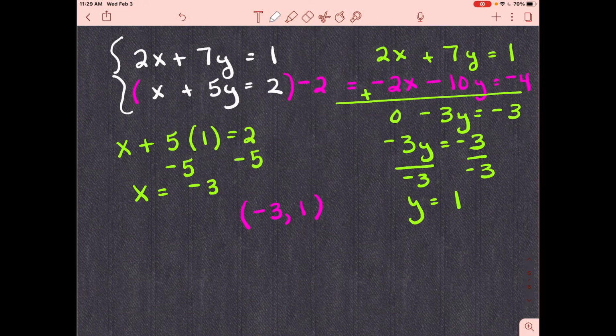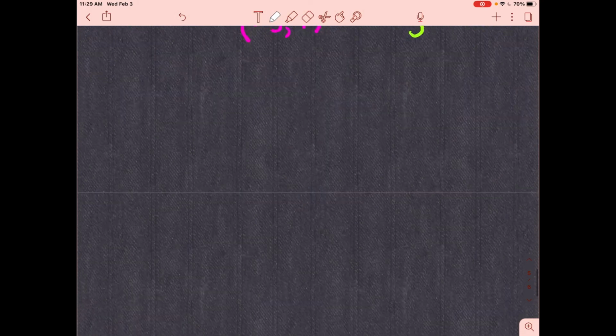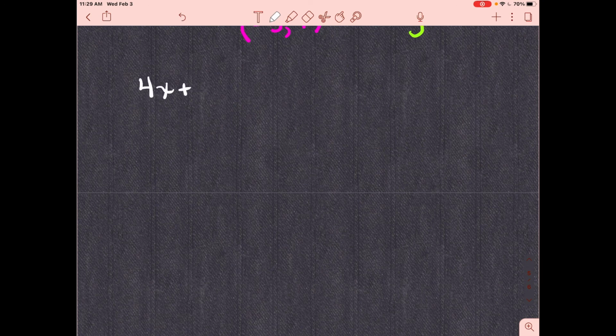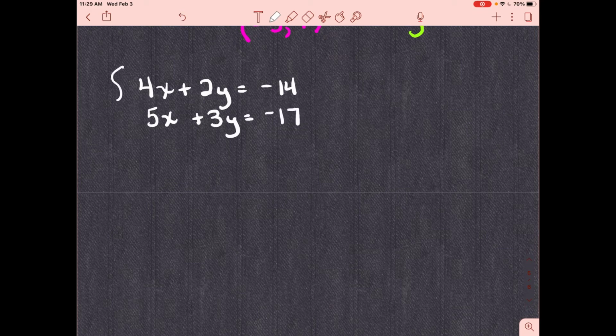Okay, let's do another one. 4x plus 2y equals -14. 5x plus 3y equals a -17. Go ahead and stop the video, see if you can do it. Come back when you either get stuck or when you're finished.